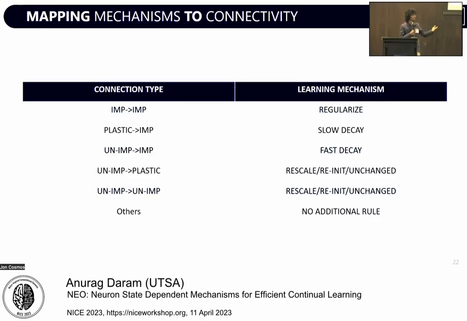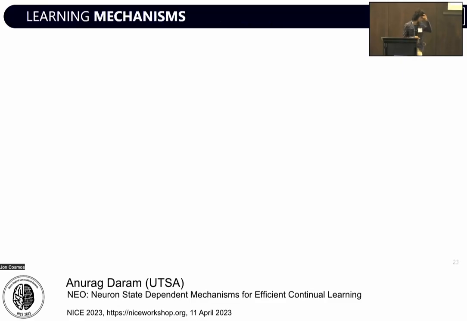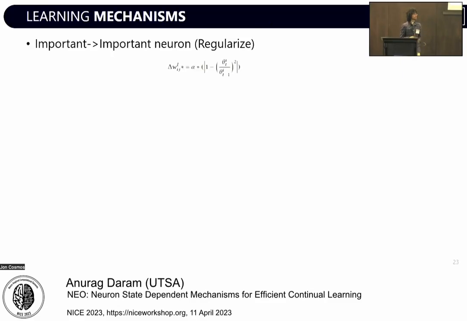And for all the other outgoing connections from unimportant nodes, we can try 3 to 4 different topologies. We can either rescale those connections, reinitialize them, keep them unchanged, basically let them learn using SGD as normal, or we can even prune them. And for the others, there's no additional rule added to it. So let's look at how I'm doing it.